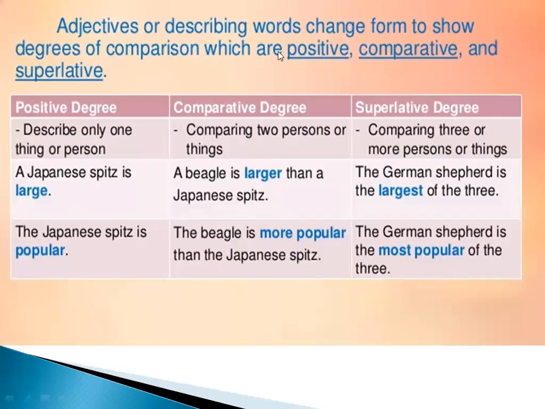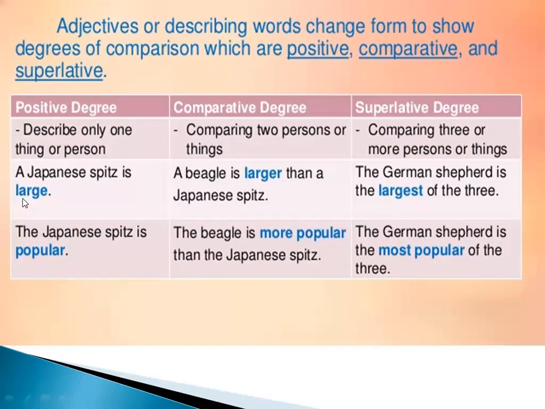Adjectives or describing words change form to show degrees of comparison, which are positive, comparative, and superlative. Positive describes only one thing or person. Okay, for any one thing, there is no comparison. Comparative is when there is a comparison between two things or persons. Then superlative is a comparison between more than two. Okay, three or more persons.